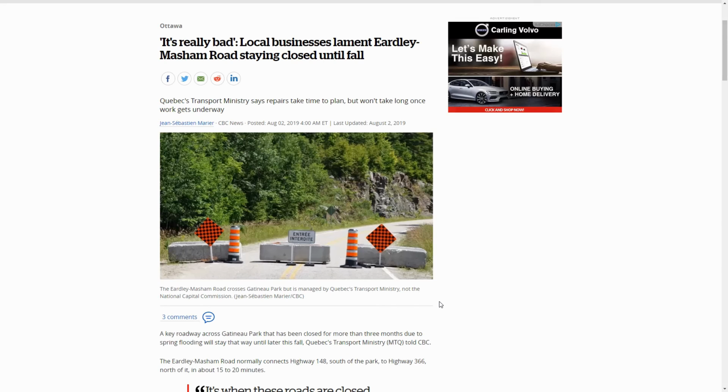So I did a bit of research, and I ended up discovering that this Erdley-Masham Road, which cuts across Gatineau Park and is therefore a shortcut for local residents, had been closed for months because it had been damaged. Although it goes through Gatineau Park, it is not managed by the National Capital Commission, but by Quebec's Transport Ministry. Therefore, I called the ministry, and they were like, yeah, so we have yet to put out a tender. The road might be fixed in the fall.